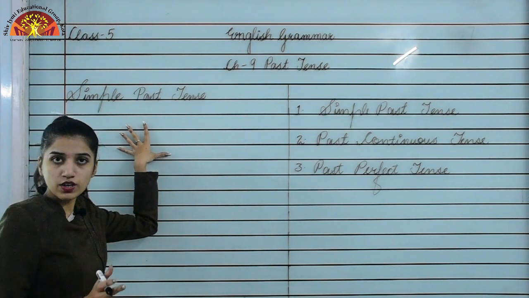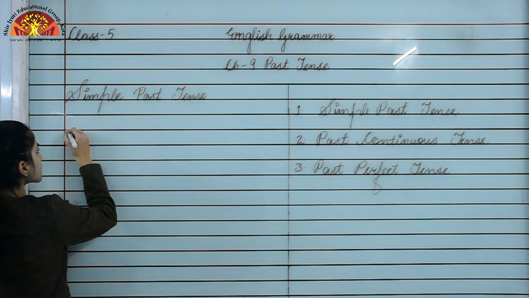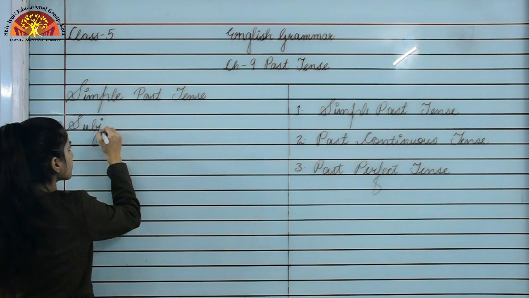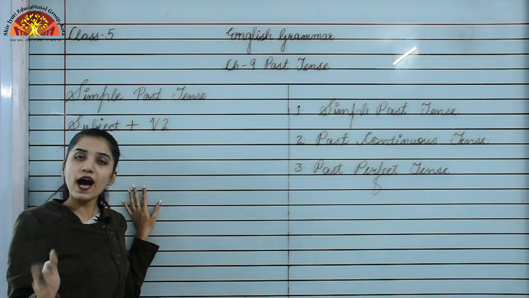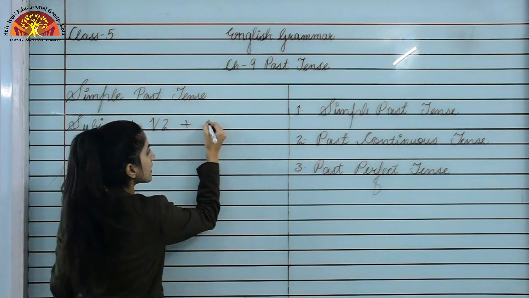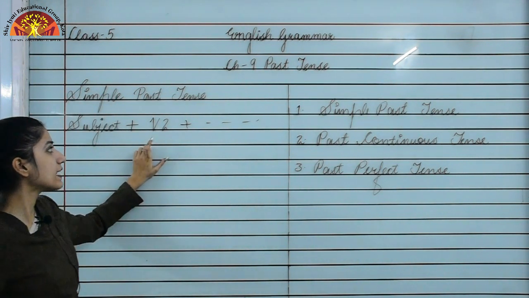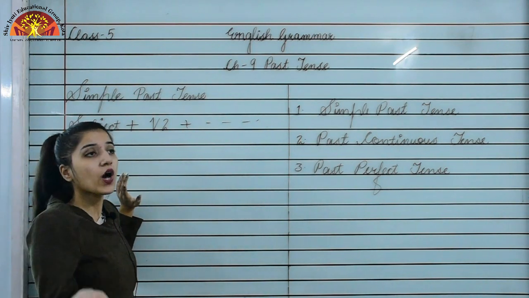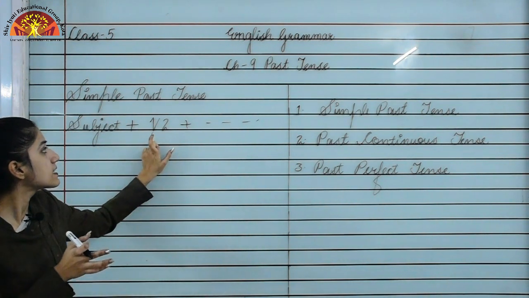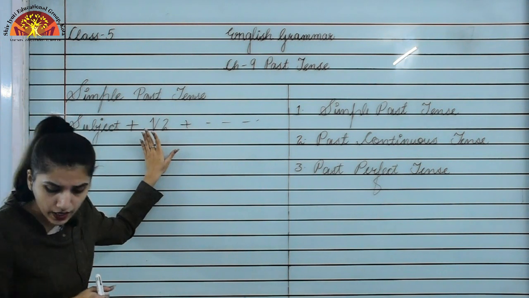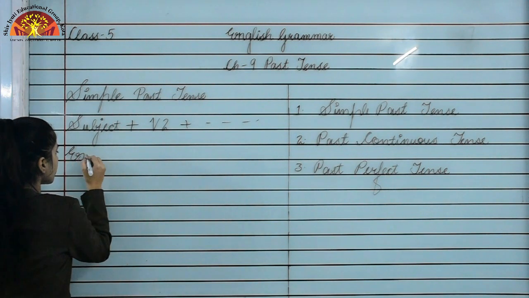If you know the structure, then you can easily form this tense. What is the structure for simple past tense? That is subject plus the second form of the verb, or I can say the past form of the verb, plus the rest of the sentence. This is the only tense where we are using the second form of the verb, or the past form of the verb. Now I am writing some examples. Just see the example for simple past tense.